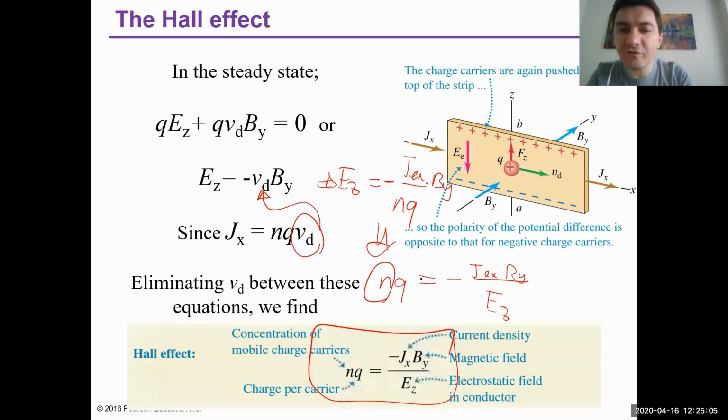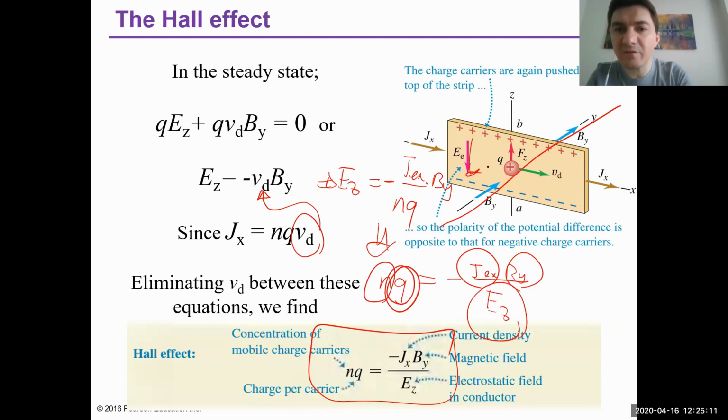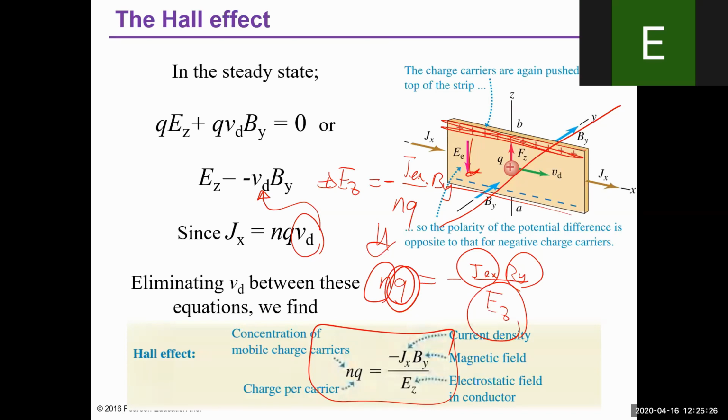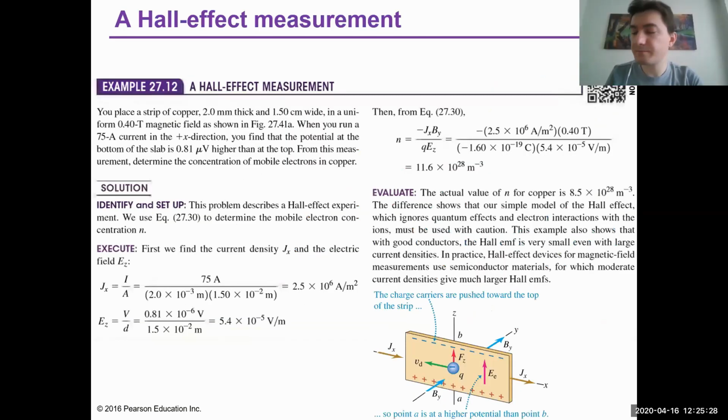This is the charge of the charge carriers. This is the current density. This is the magnetic field we applied. This is the electric field between 2 points, okay? And here we have potential difference due to the Hall effect. This is called the Hall effect. Do you have any question? Is it clear now? Yes. Okay. Any other question?